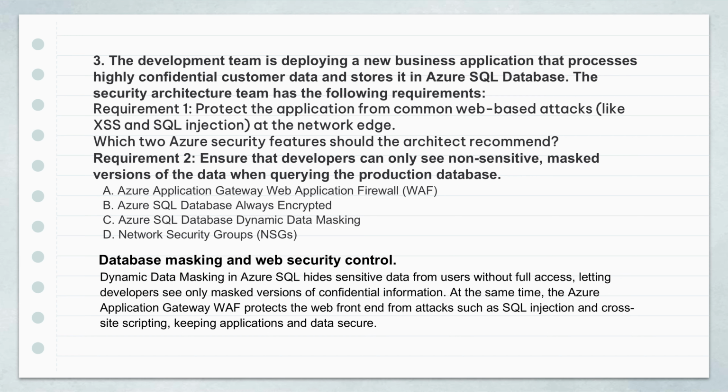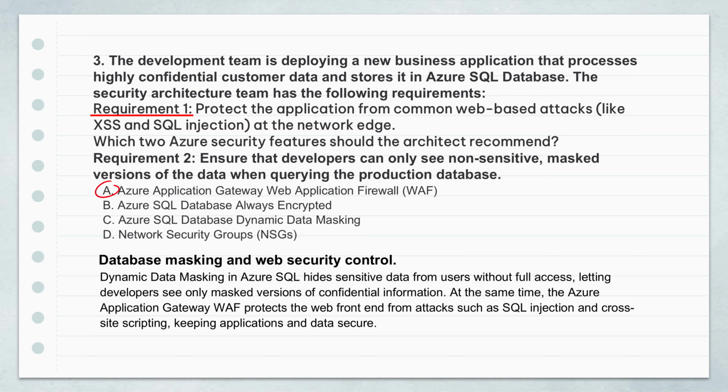Okay, two layers needed. Defense at the network edge for the app and defense inside the database for the data. Let's take the edge first. Protecting against common web exploits, SQL injection, cross-site scripting, the usual suspects. What's a mandatory Azure service for that? For that specific web application protection, you're looking at the Azure Application Gateway Web Application Firewall, or WAF. The App Gateway WAF. Correct.